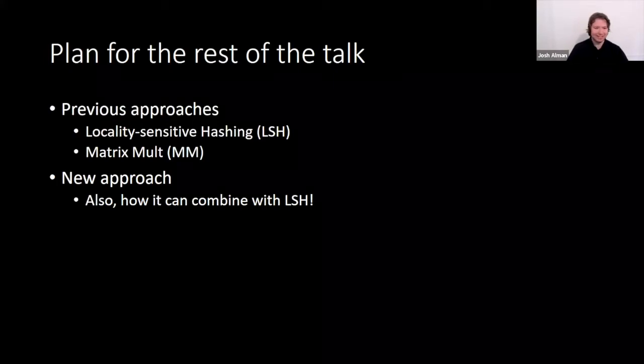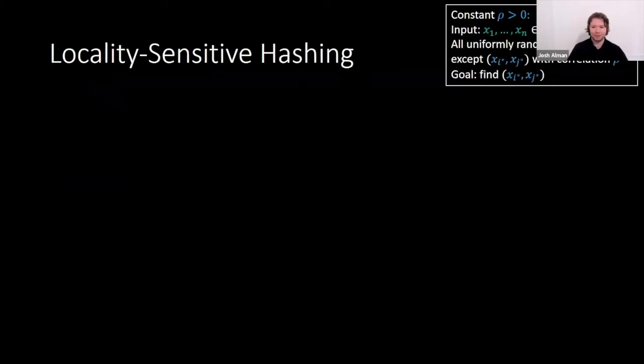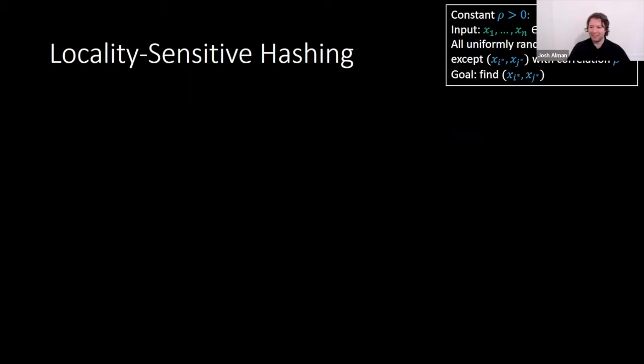Let's start with LSH, which is maybe the simplest approach for solving this problem, which has been known for quite some time. Here in the box again is just a reminder of what the problem is. There's a positive constant rho. You're given as input n vectors of dimension d, and they're all uniformly random and all independent, except for a planted correlated pair with correlation rho. And your goal is to find the planted pair.